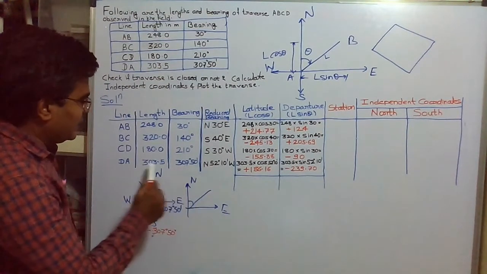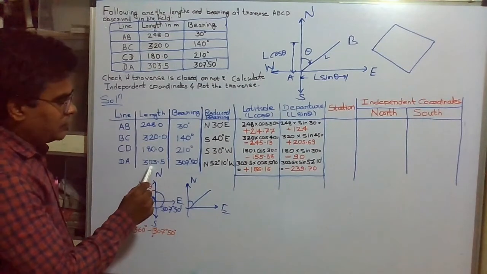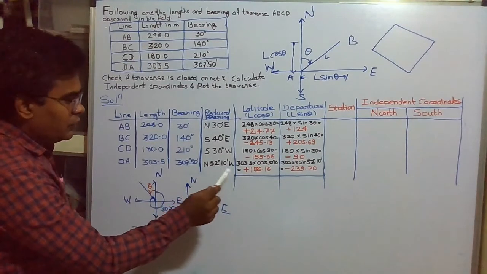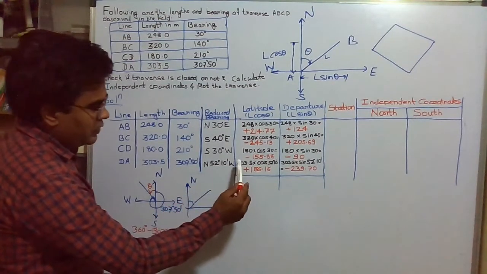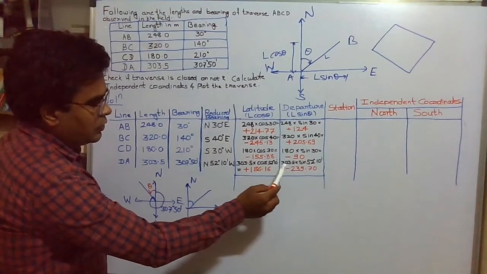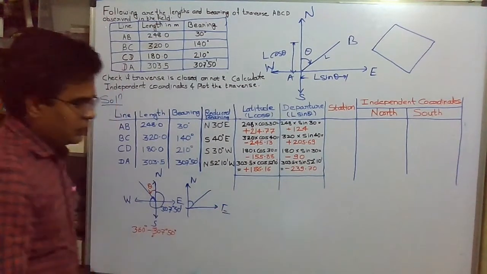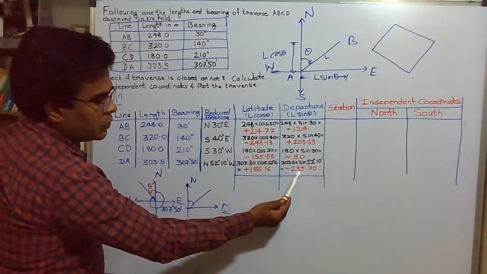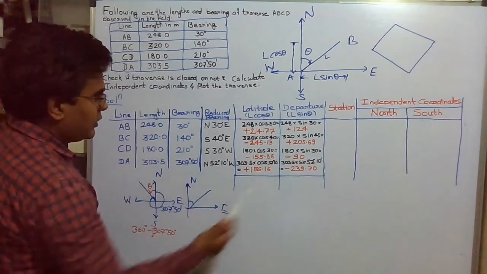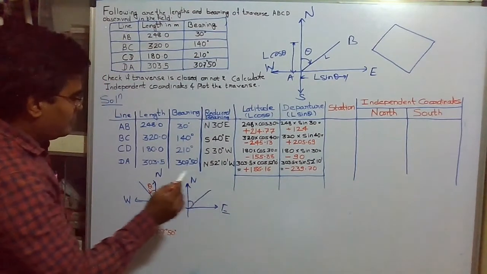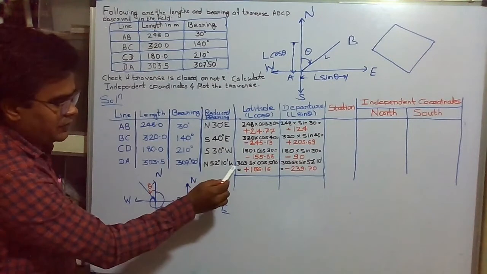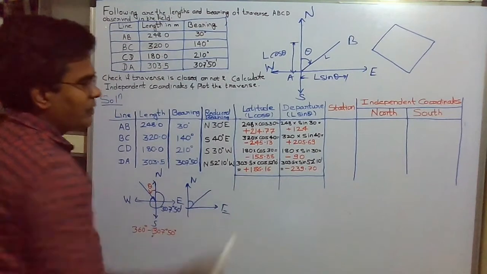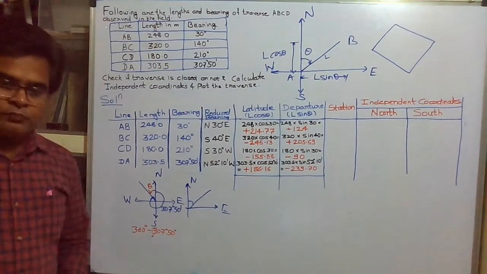Next line is DA. What is its length? 303.5, and its reduced bearing is 52 degrees 10 minutes. So we calculate 303.5 into cos of 52, and 303.5 into sine of 52. Let us see what signs are coming. Here the value is coming 186.16, and here the value is coming 239.70. And the signs will be, what is this bearing? It is northwest. So north means latitude is positive, and west means departure is negative. Up to this clear?